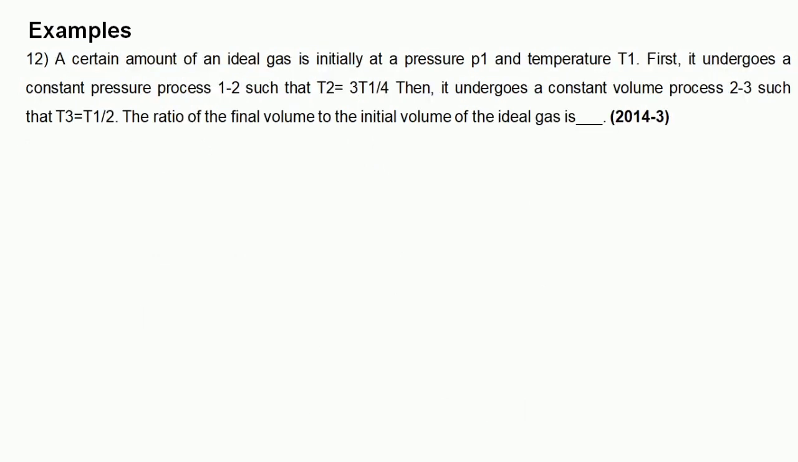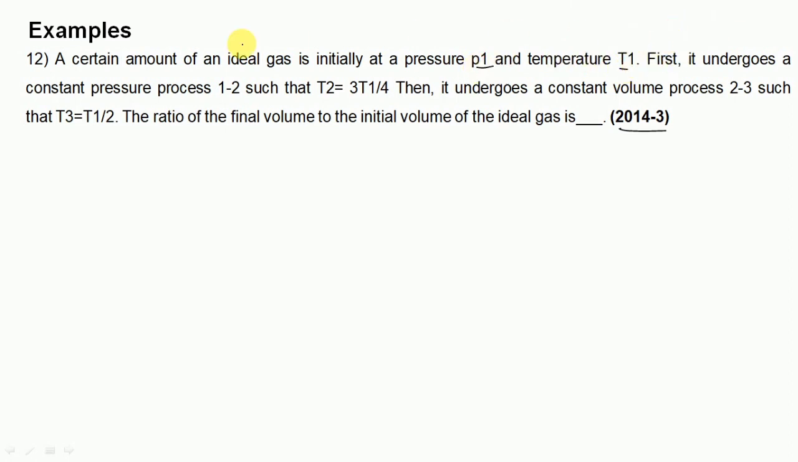Now, the next example, number 12, is somewhat tricky. So let's start with this example, from GATE 2014, set number 3. Okay, so it is somewhat tricky. So let's start with this. In this example, an ideal gas is initially at pressure P1 and temperature T1. So both values P1 and T1.